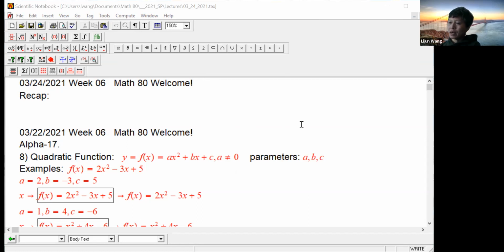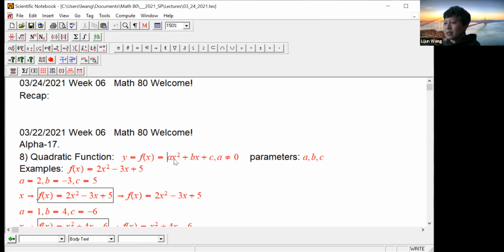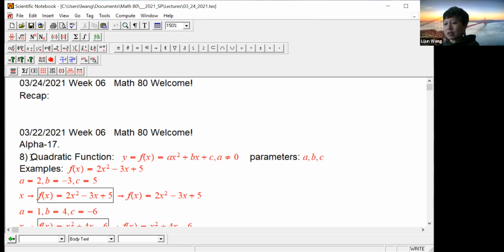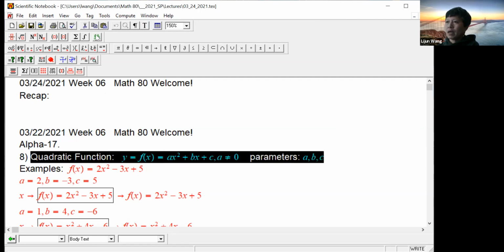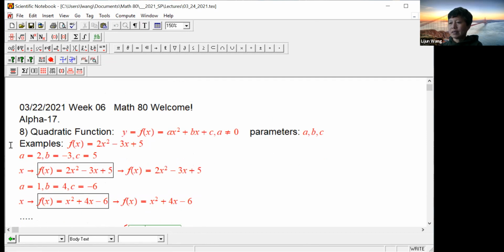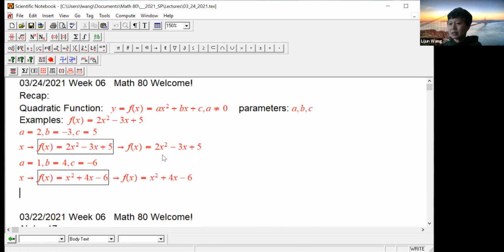Well, last time we had this introduction about quadratic functions as a general form, and we discussed that A, B, C are parameters. When we assign values for A, B, C, we will get specific quadratic functions. Okay, so let's take this quadratic function with parameters A, B, C. We have seen these examples from last time, and we're going to see some more examples this time.